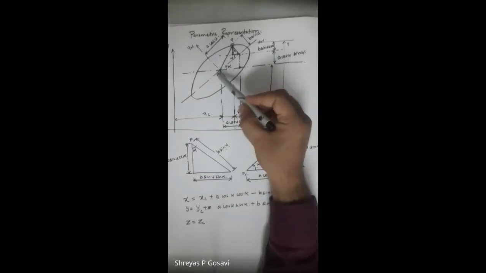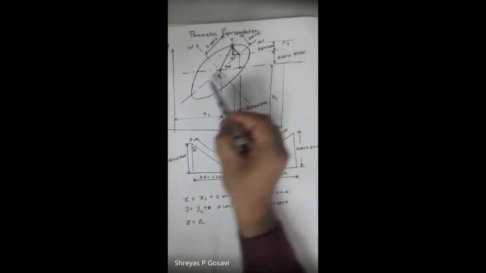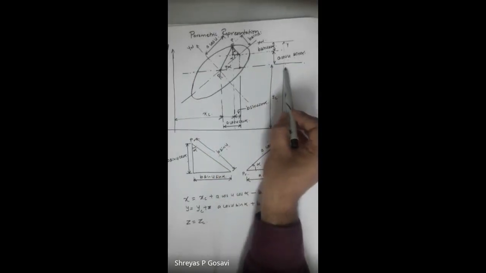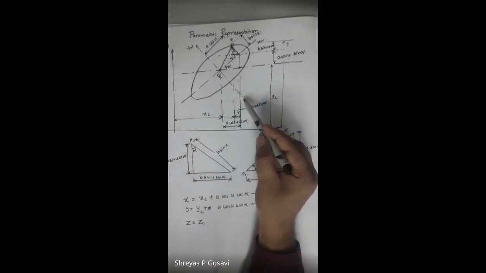So these changes should be made in the incremental equation of the ellipse when the ellipse is inclined at an angle alpha with respect to the horizontal axis or with respect to the x-axis. Please note down these equations for this condition, that is the orientation of the ellipse at an angle alpha with respect to the x-axis. And the incremental equation, I'll write it once again.